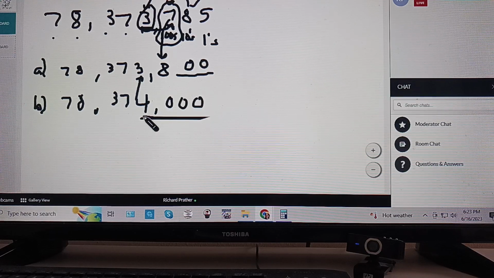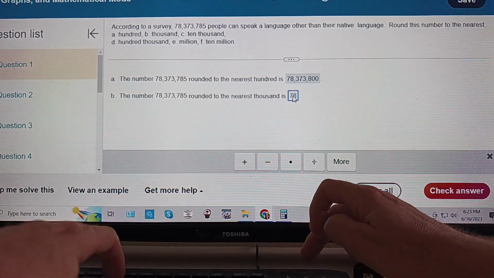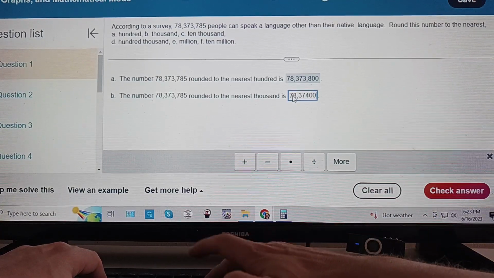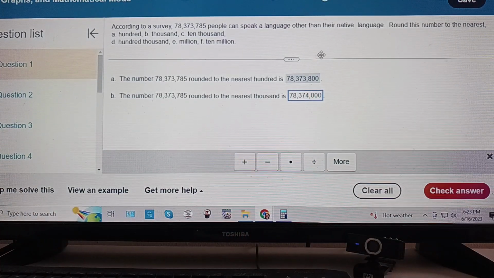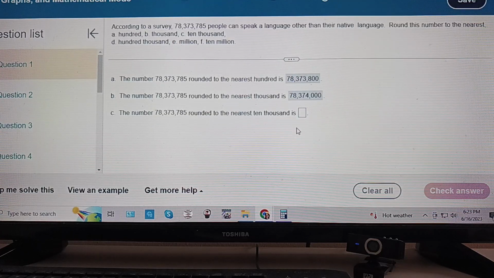And this is 4,000. That's why you're rounding to the 1,000. If you just read this much of the number, it would be 4,000. So everything else is there, though. 78,374,000. Actually, I should have put a comma there. 4,000. And they're just moving up 1 digit every time.